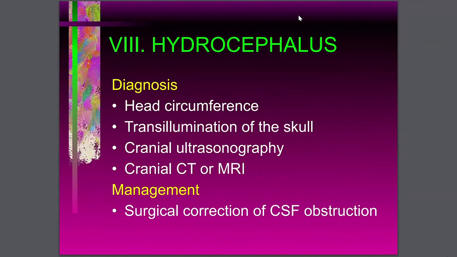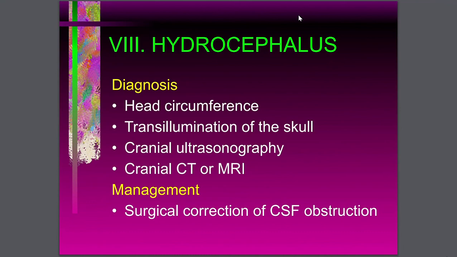So how to diagnose hydrocephalus? By measuring the head circumference regularly, you can do transillumination of the skull, especially if the anterior fontanelle is still open and the sutures are gaping and widened. So you consider there is lightening, an orange color of the skull. And then you may do cranial ultrasonography in small infants where the anterior fontanelle has not closed yet, and then cranial CT scan or MRI in older children and adults.